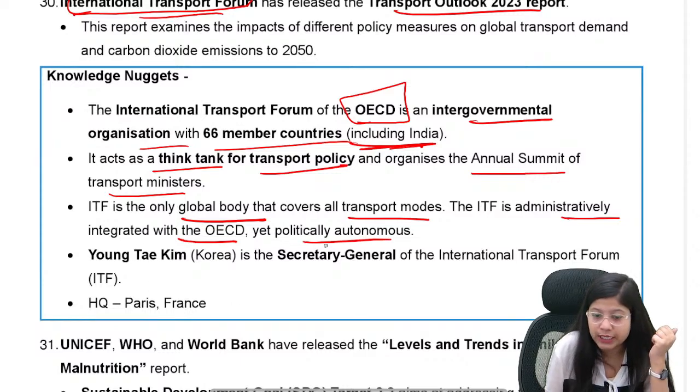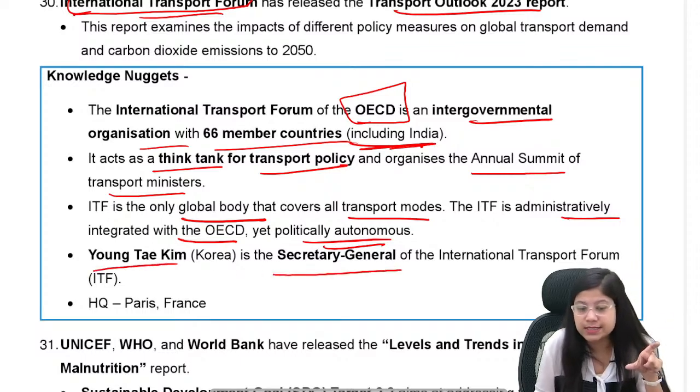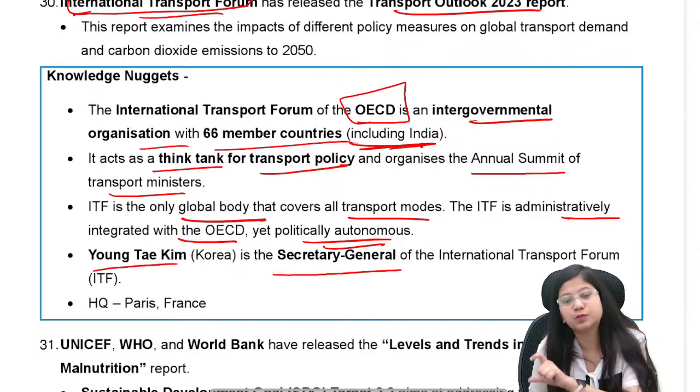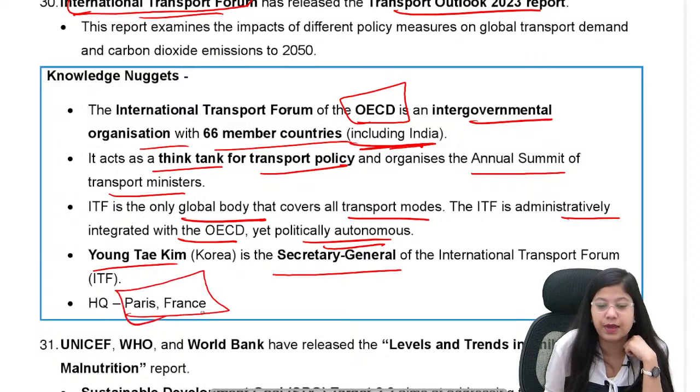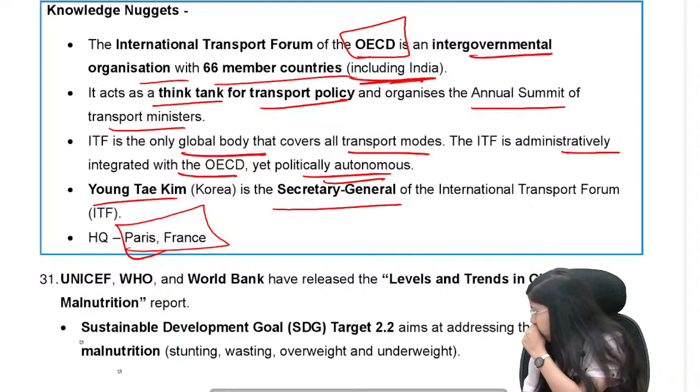It is politically autonomous. Young Tae Kim from Korea is the Secretary General of the International Transport Forum and the headquarters is in Paris, France.